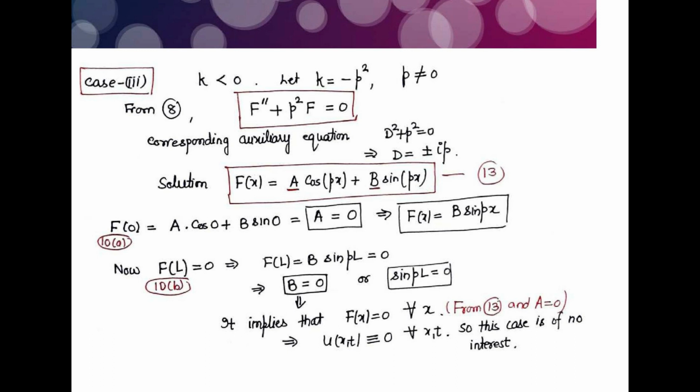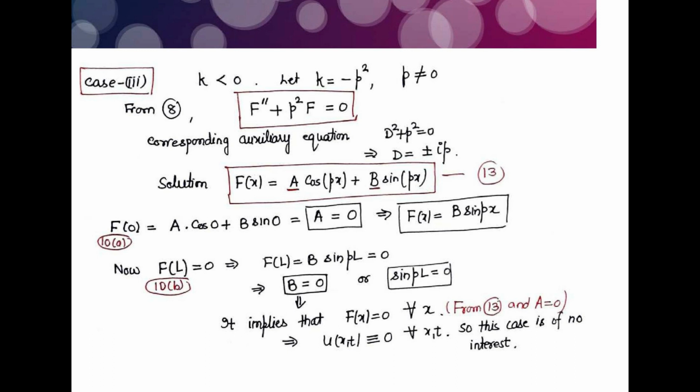Now we solve this ordinary differential equation. The auxiliary equation corresponding to equation number 8 is D square plus p square equal to 0. So its roots are plus minus i p. Roots are complex and in the form of conjugate pair. So the general solution of equation number 8 is given by equation number 13, which is capital F is equal to A times cos px plus B times sin px, where A and B are arbitrary constants.